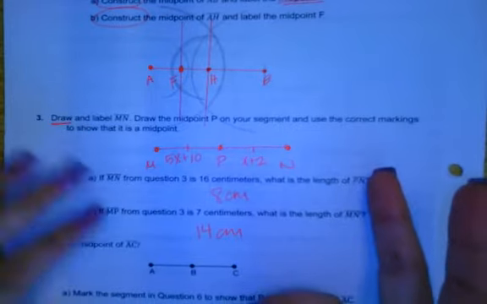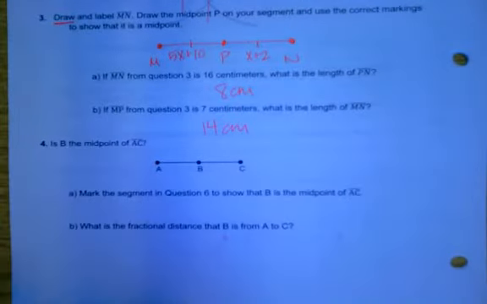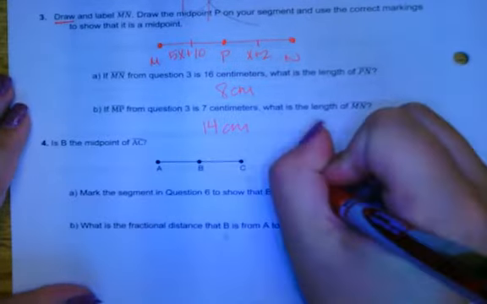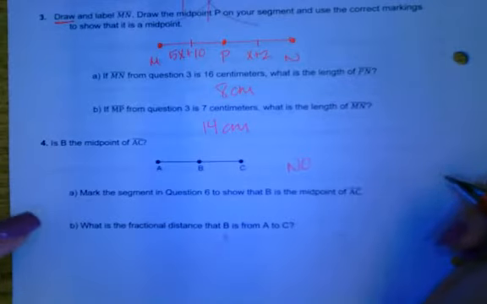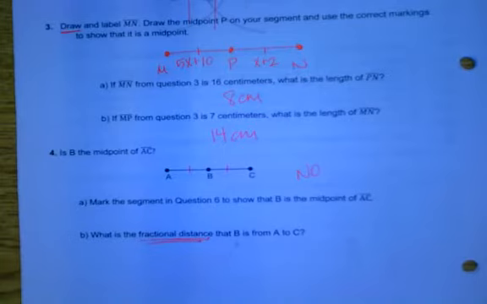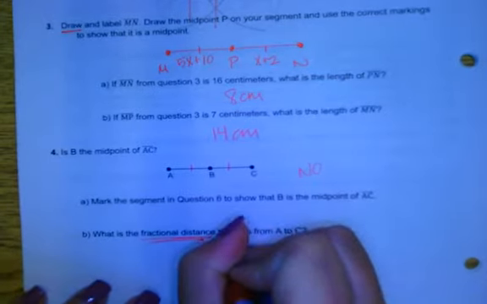Okay, number 4 is B the midpoint of AC? No. Okay, what does it need in order to show that it is? The line. The little marking. Okay, what is the fractional distance, so that term that we used at the beginning of our notes, that B is from A to C? 1/2. Okay, so your midpoints always have a fractional distance of 1/2.